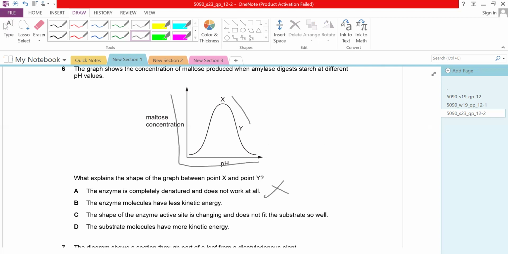The enzyme molecules have less kinetic energy. No, we can't say that. The shape of the enzyme active site is changing and does not fit the substrate so well. So this statement seems correct and is correct. Let's read out the last statement. The substrate molecules have more kinetic energy. So this statement is also incorrect. Statements A, B, and D are incorrect. However, statement C is correct.